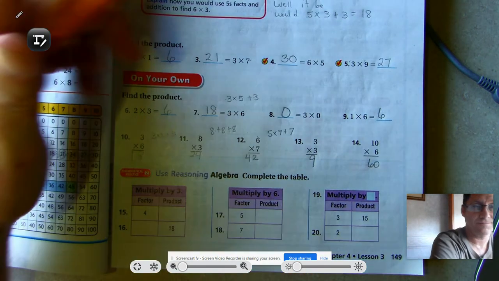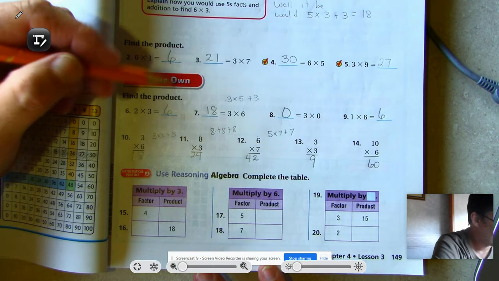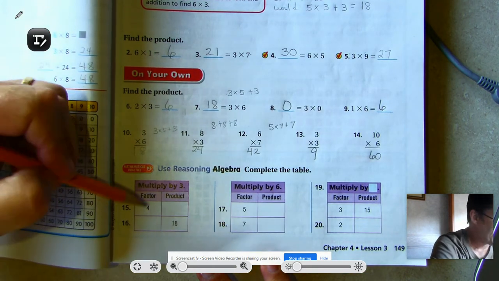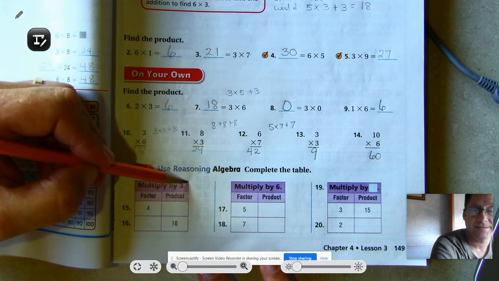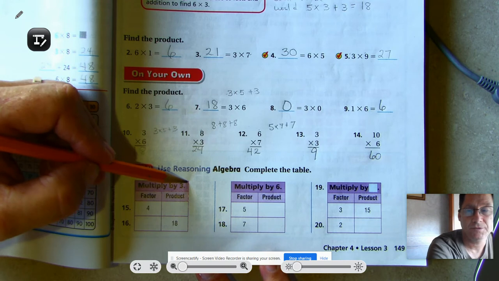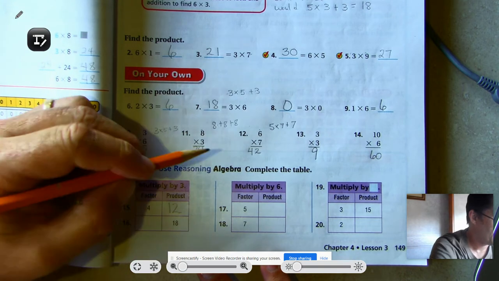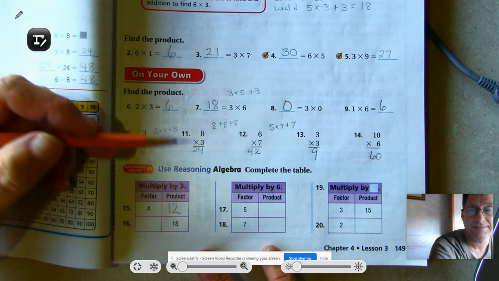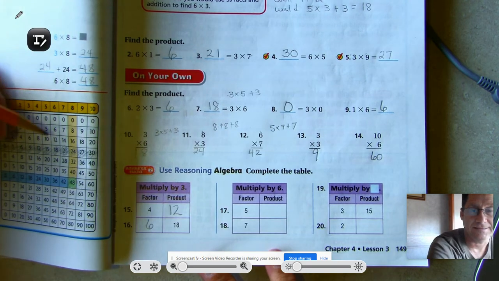Complete the tables for numbers 15 through 20. All right, so we're multiplying by 3. One of the factors is 4. 4 times 3 is the same as saying 3 times 2, doubled. 3 times 2 is 6. 6 plus 6 is 12. 3 times what would give me 18? How many 3s does it take to get to 18? We know that that's 6.